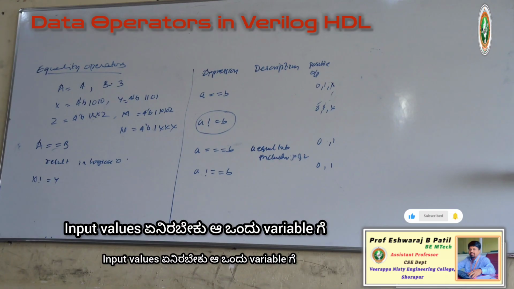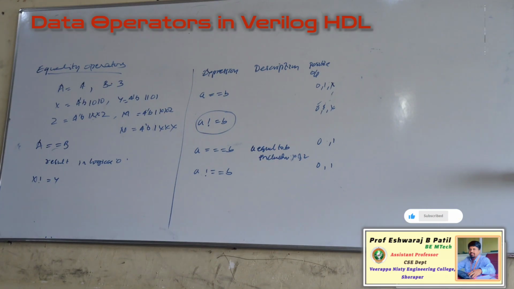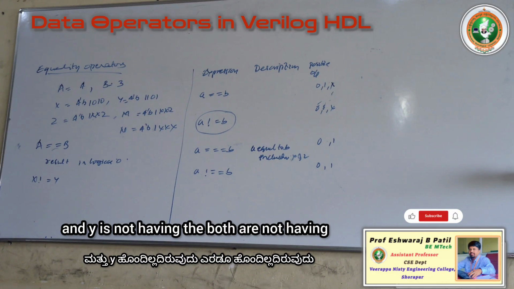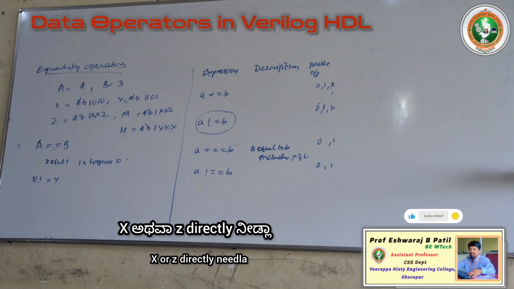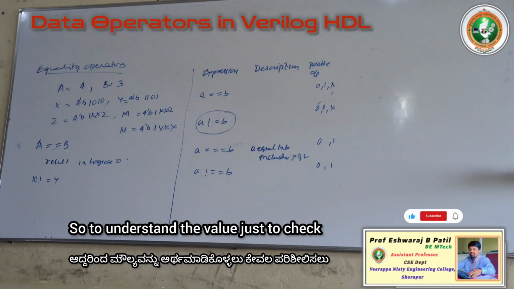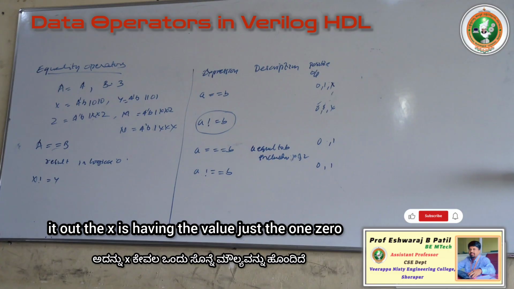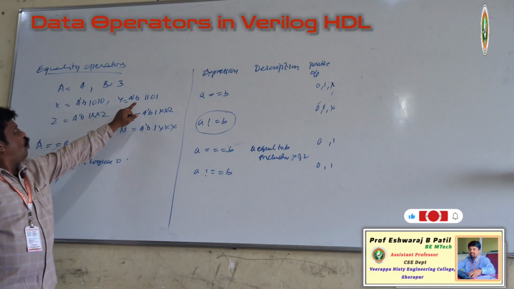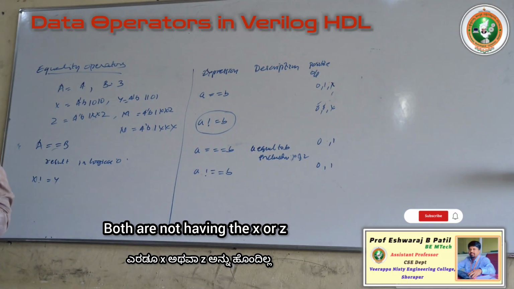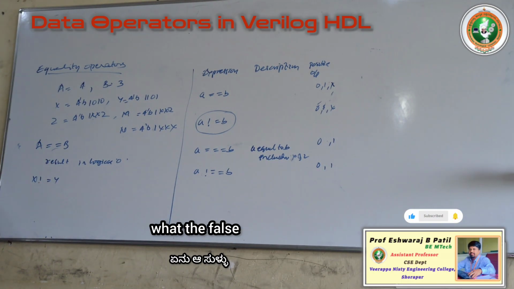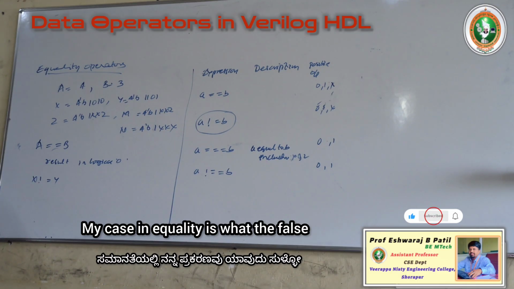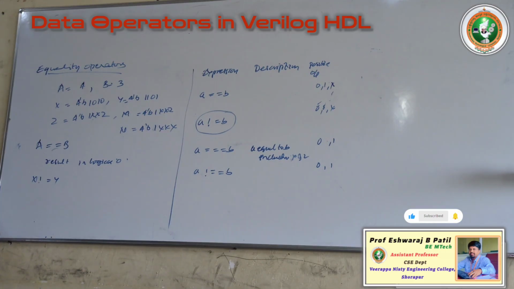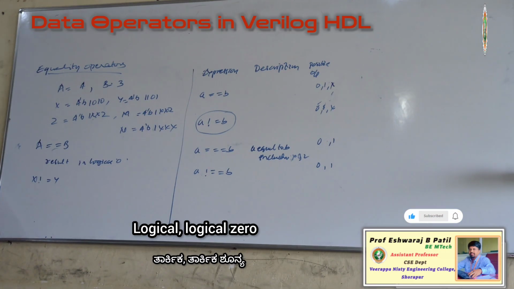Input values variable x or z compulsory. If it is not, here my variables I am considering, x and y, are not having the x or z value; both are having the binary value. Just to check it out, x is having the value 1 0 1 0, yes sir, 1 0 1 0. Y is having the value 1 1 0 1. Both are not having the x or z. So my case inequality is false. Then it will return the value logical 0, if it is false.